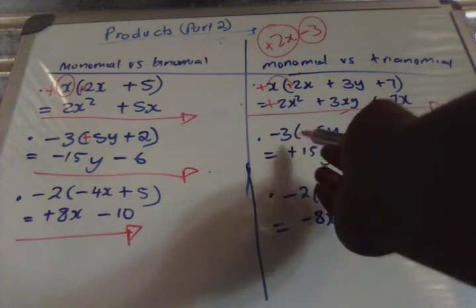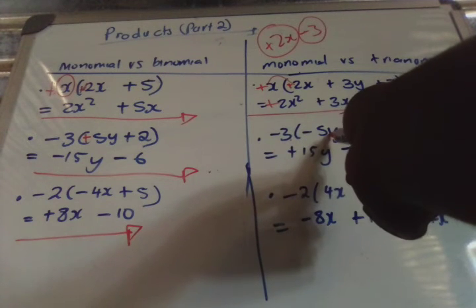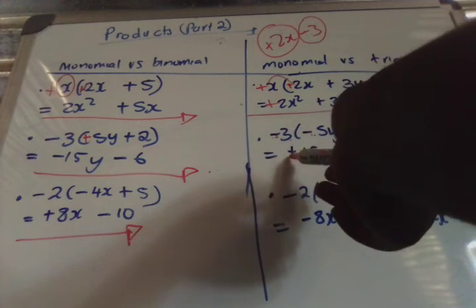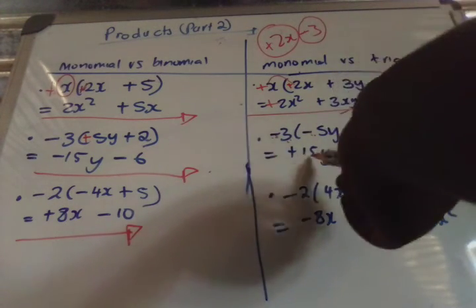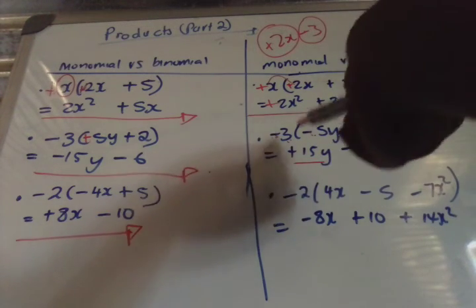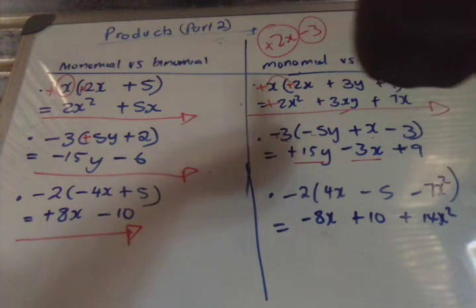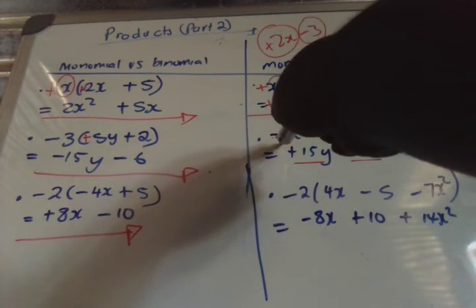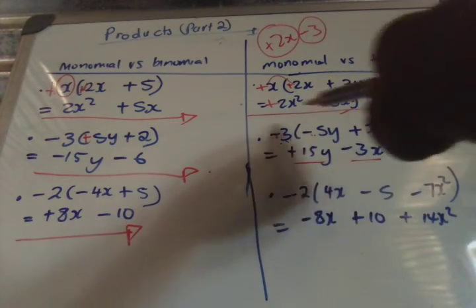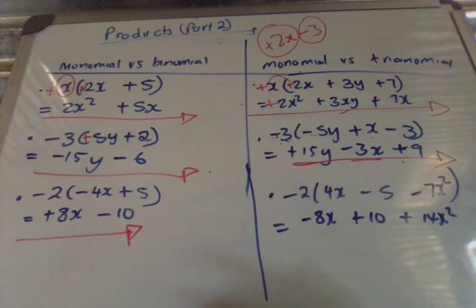Then similarly you'll have negative 3 times negative 5y. You multiply the signs: negative and negative will give you positive. 3 times 5y is 15y, so you've got positive 15y, and then negative 3 times x is going to be negative 3x. We are happy with that. Negative 3 times negative 3: negative and negative will give you positive, and 3 times 3 will give you 9, and then there you are, you have your answer.